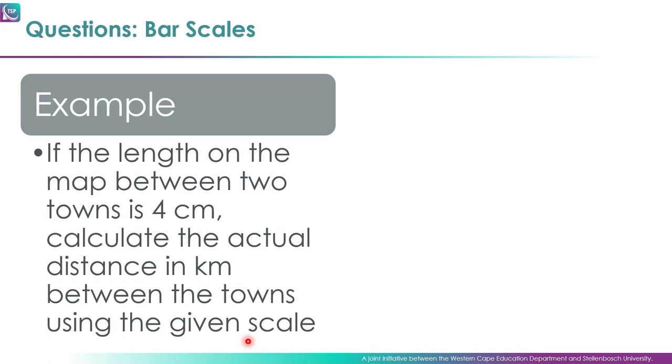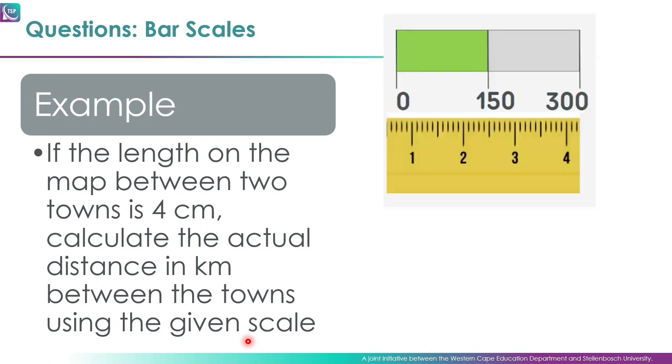Now what we'll see is the scale is given. If you look at this example, it says the length on the map between 2 towns is 4 centimeters. So they've measured something on a map. Calculate the actual distance in kilometers between the towns using the given scale.